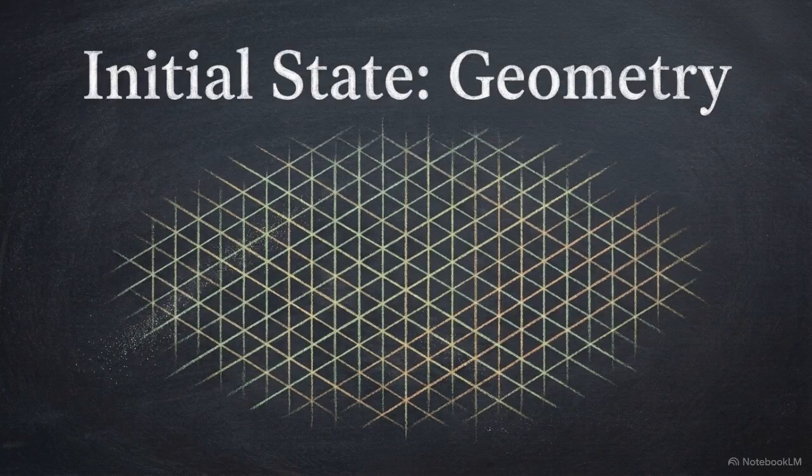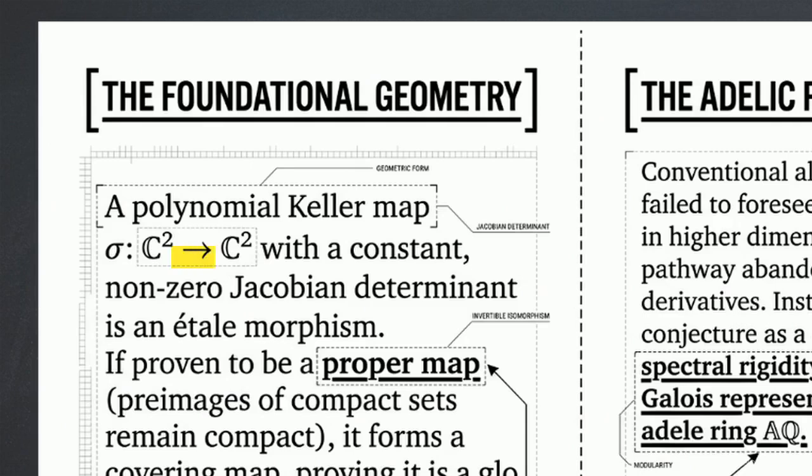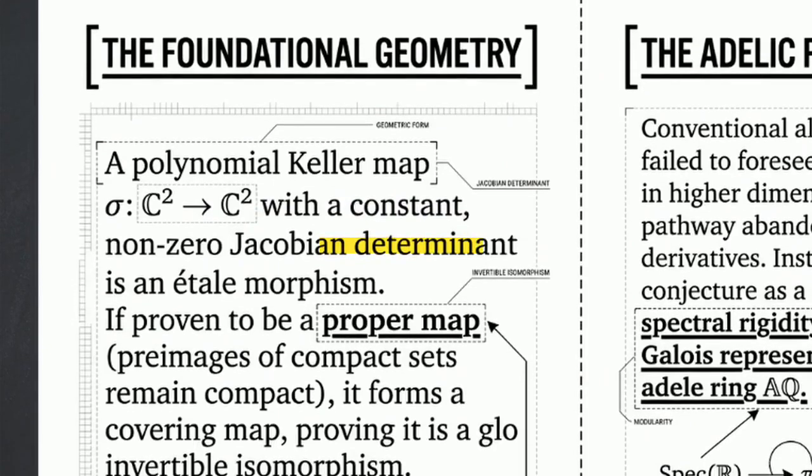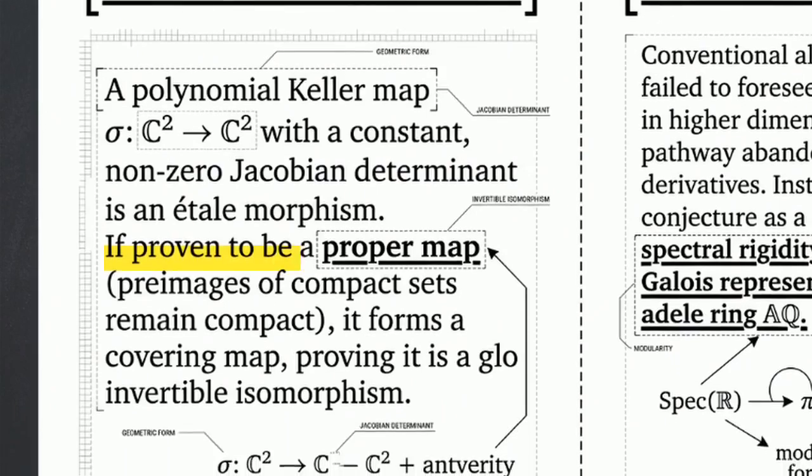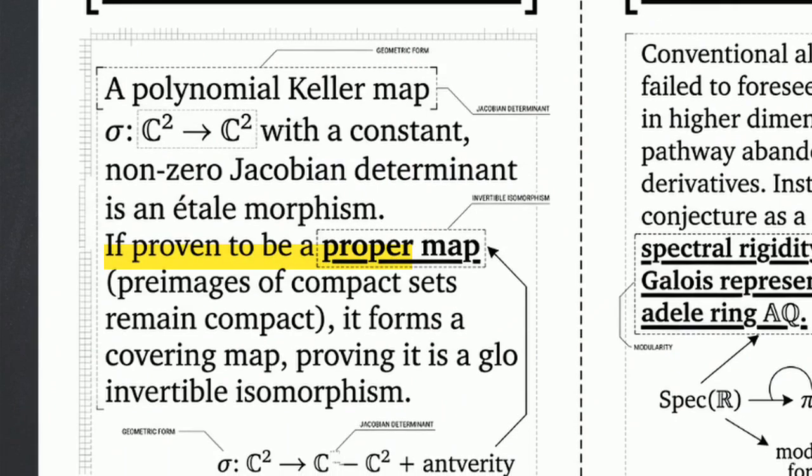Our baseline for the 2-dimensional proof is a polynomial Keller map. It is defined by a constant, non-zero Jacobian determinant, guaranteeing an adele morphism. The goal of this framework is to prove this morphism is a proper map. In algebraic geometry, if an adele map is proper, it forms a covering map, guaranteeing a globally invertible isomorphism.